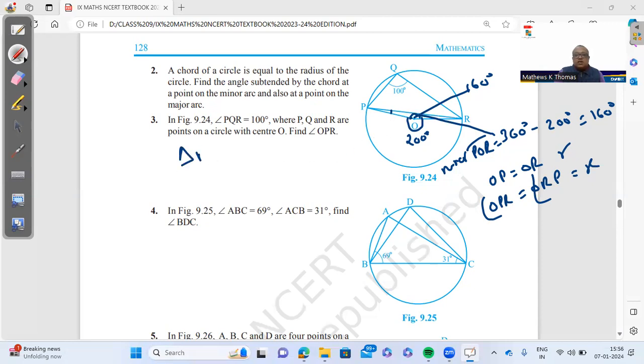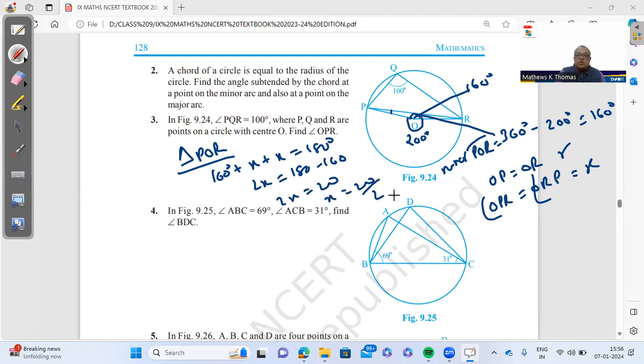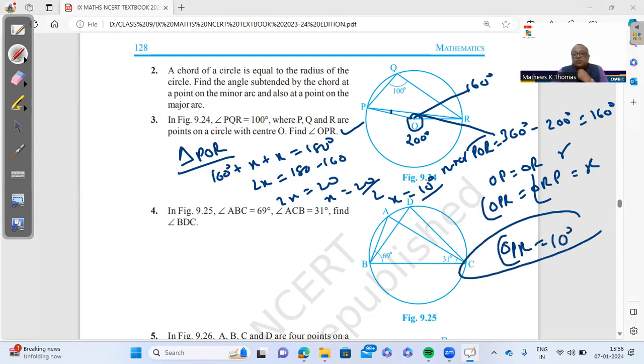Now, if you look at triangle POR, the sum of angles is 180. So 160 plus 2X is 180. We have assumed these two as X because both these angles are equal. So 2X is 180 minus 160, 2X is 20. So X will be 20 upon 2, so we get the value of X as 10. So our answer, angle OPR, will be 10 degrees.